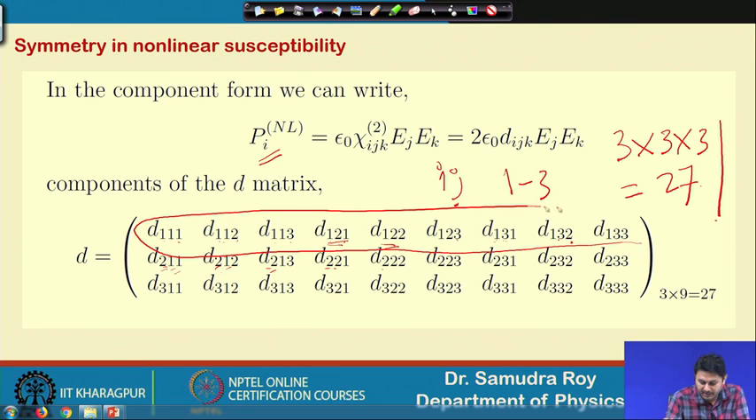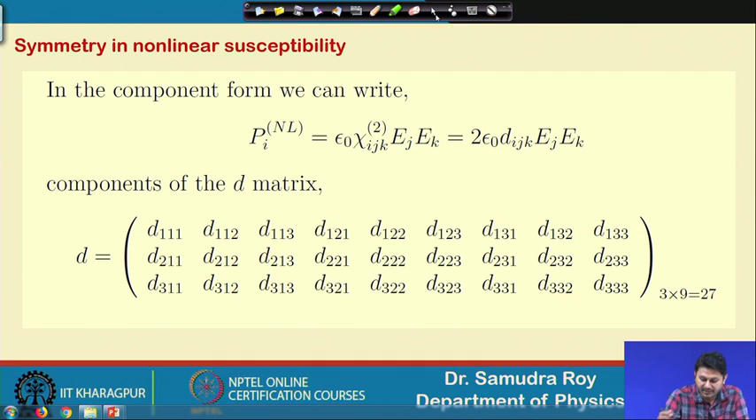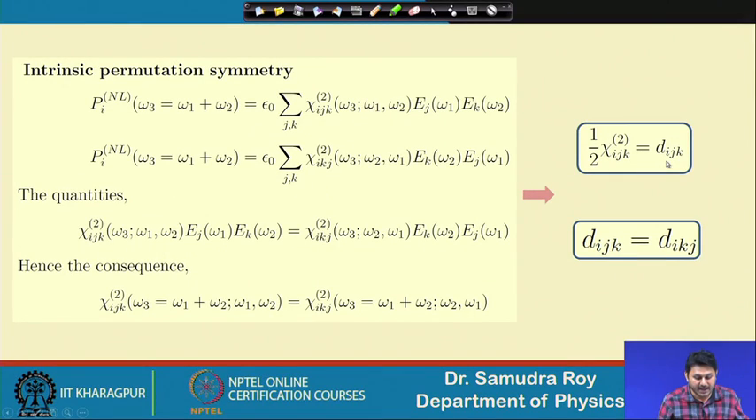How many elements are there here? 1, 2, 3, 4, 5, 6, 7, 8, 9. So, for only the ith element on the right hand side, I have 9 different elements. That is a very cumbersome thing: in order to have one polarization component on the right hand side, I have 9 different d elements, or d matrix. Okay. So, next let us see what we have.